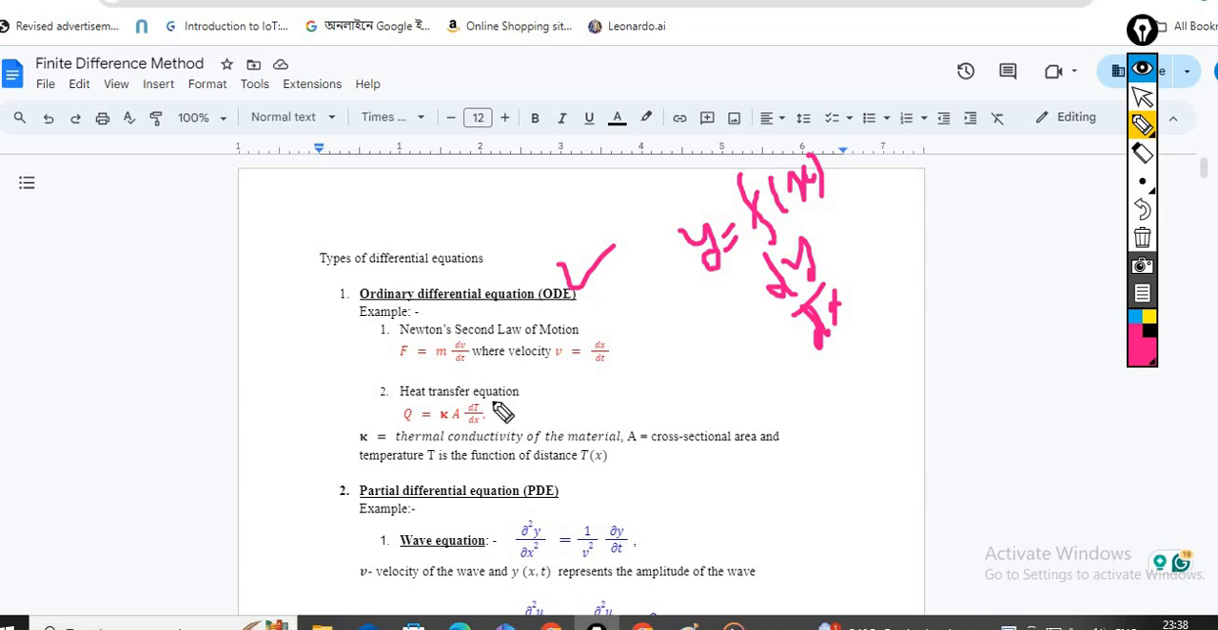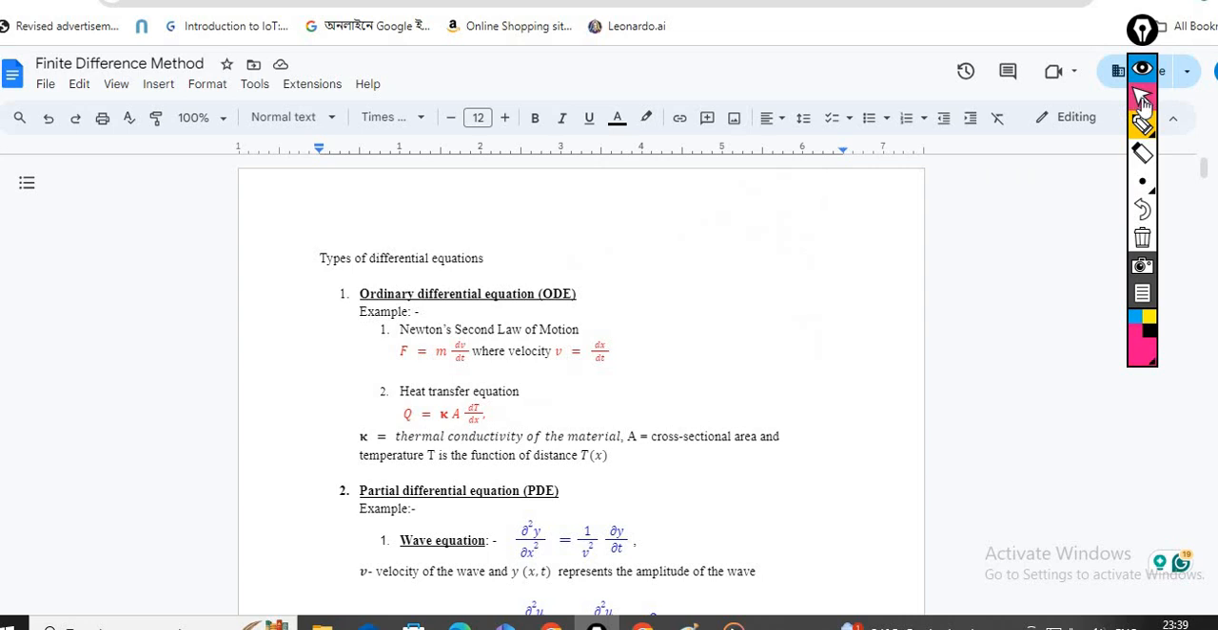One of the simple examples is Newton's force, the concept of velocity. And if you are considering the heat equation, so thermal conductivity, heat flow is equal to thermal conductivity, cross-sectional area, and the temperature gradient, and we can see temperature is a function of distance. Here temperature is a function of distance x, velocity is a function of time, or position is a function of time. This gives you the rate of change, which gives you the velocity.